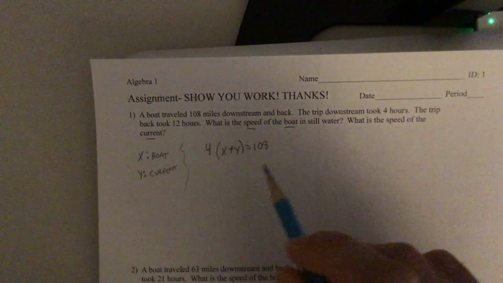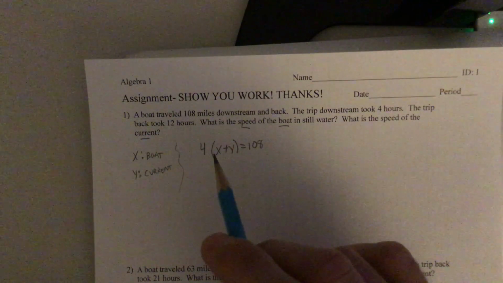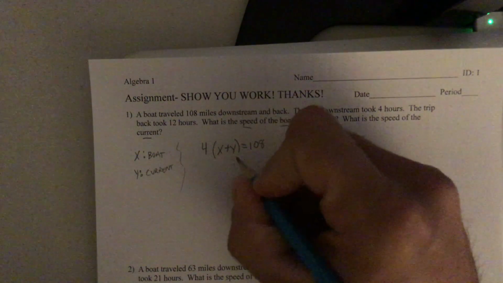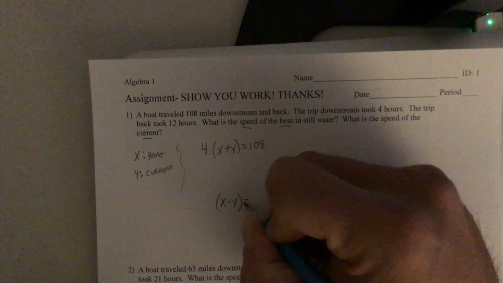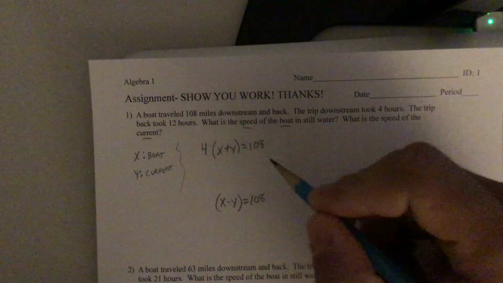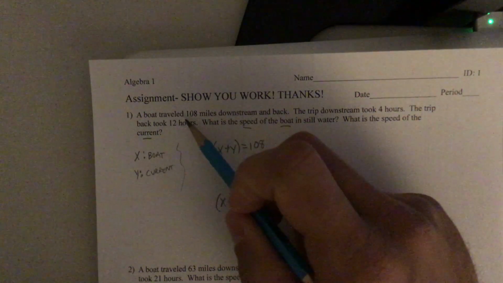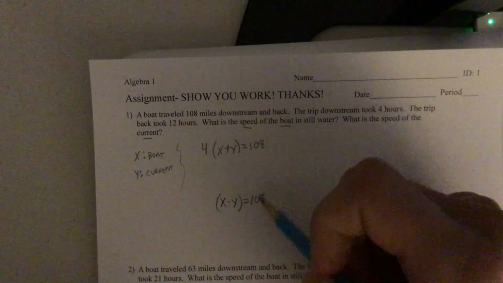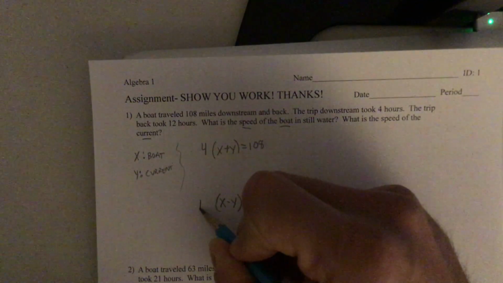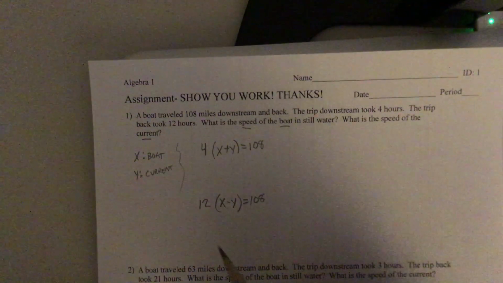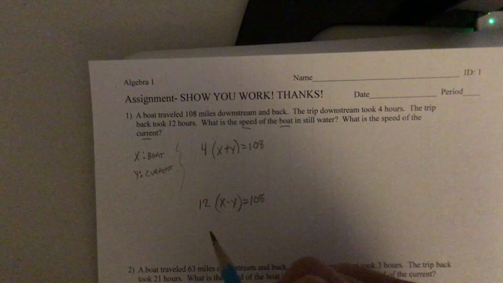Okay, let's set up our other equation. The trip back took 12 hours. So that's against the current. Instead of X plus Y, this will be X minus Y. It still equals 108. And I know a lot of your brains are going to start to say, wait a minute, what, Mr. Herr? It still traveled 108 miles downstream and back. The mileage is still the same, but what's different is the amount of time it took. Okay, it took 12 hours. So we're going to have X minus Y, that quantity, times 12.